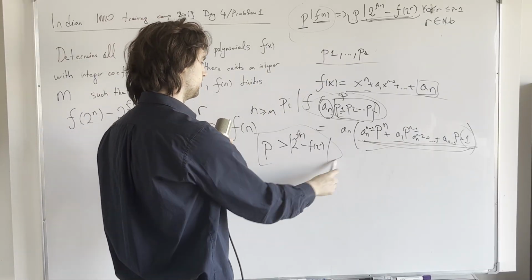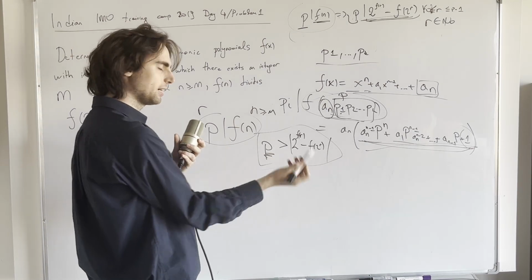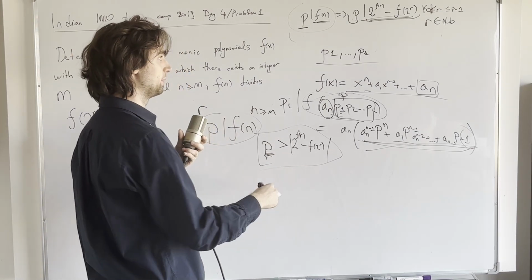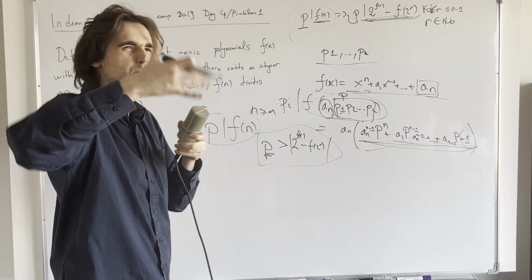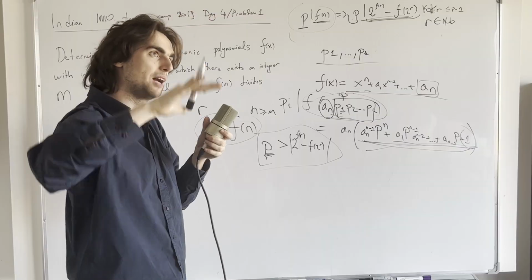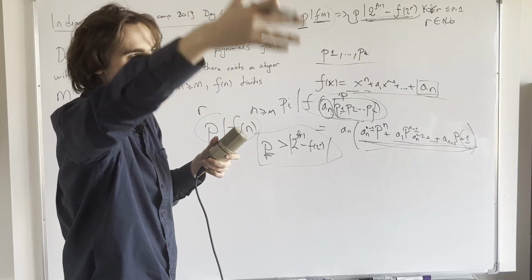And then if p is greater than this, we'd get p divides f of n, and we can actually pick a p that's greater than anything because there are infinitely many primes. If you have infinitely many primes, you can pick them as large as you want because primes differ by at least 1, right? So that's why you can pick this.